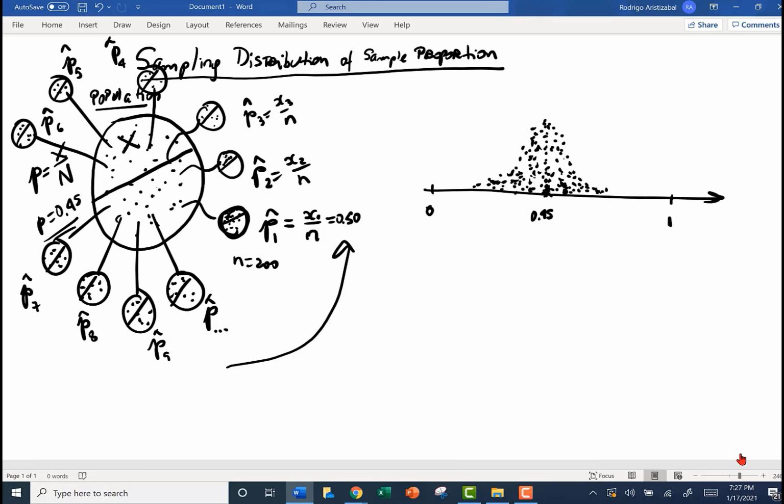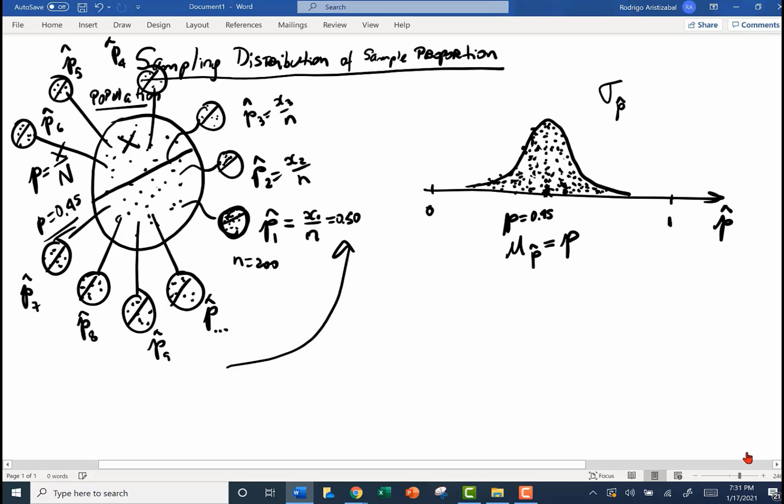It is no surprise that this distribution is normal when my sample size is big enough. That is the distribution for all sample proportions of the same size taken from this population. In the center of this pile, we have the true proportion. Then the mean of all sample proportions will be the true proportion of the population, and the standard deviation of all sample proportions is given by this formula: the square root of the true proportion times the complement of the true proportion divided by my sample size.